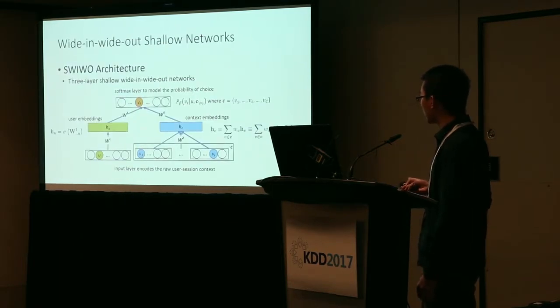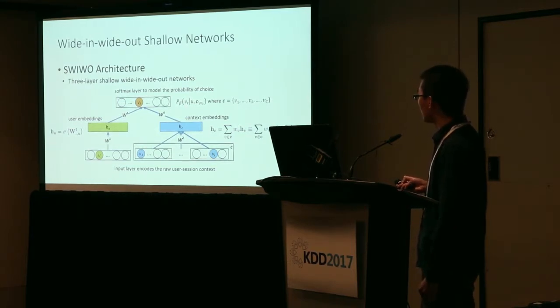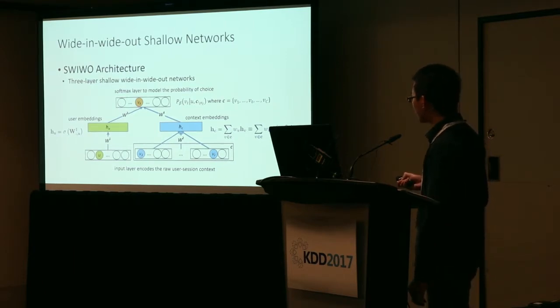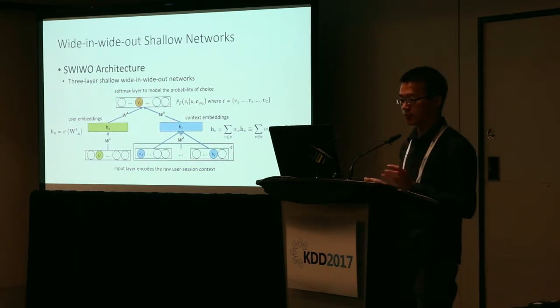After we get the user embeddings and context embeddings, we will integrate them together to make a prediction of the target item T. The top upper layer is the softmax layer, and these two layers are fully connected layers.